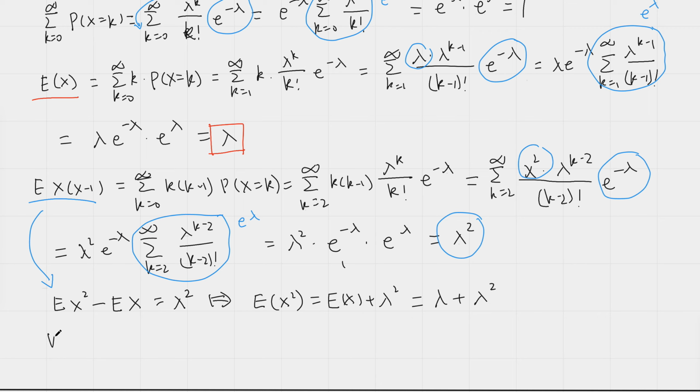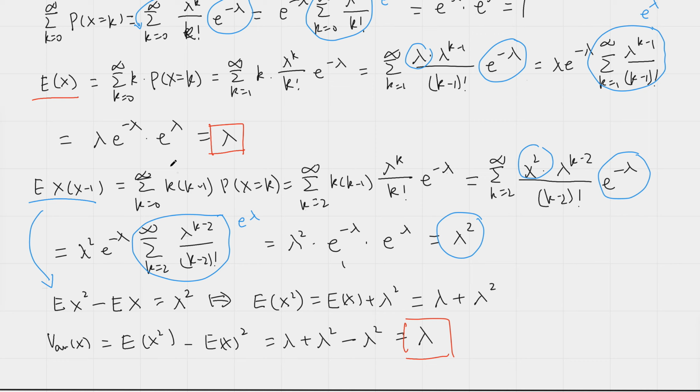Now the variance of x is equal to expected value of x squared subtract the square of expected value of x. Because expected value of x squared is equal to lambda plus lambda squared, and expected value of x is lambda, we subtract lambda squared. So this is equal to lambda. So there you have it. We proved that expected value of x is lambda. The variance of x is also lambda.